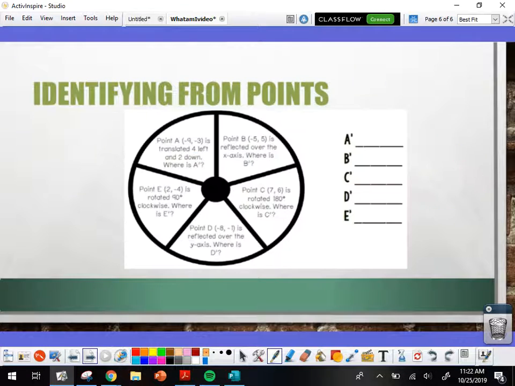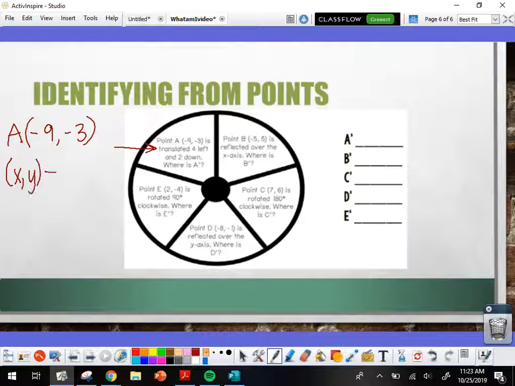All right, finally, we can identify which transformation occurred from points. So looking right here at point A, it started at (-9, -3), and it's translated 4 left and 2 down. And we have to decide where A prime is going to be. So this is taking some of what I've learned about the rules and applying it. If it's going 4 to the left and 2 down, I have to think about what that looks like as a rule.